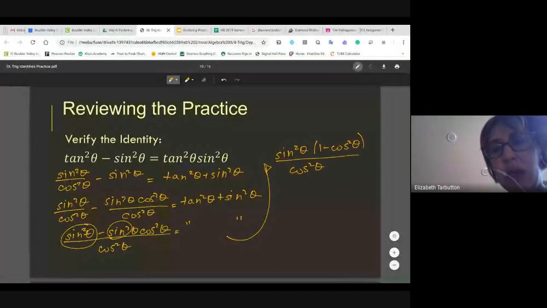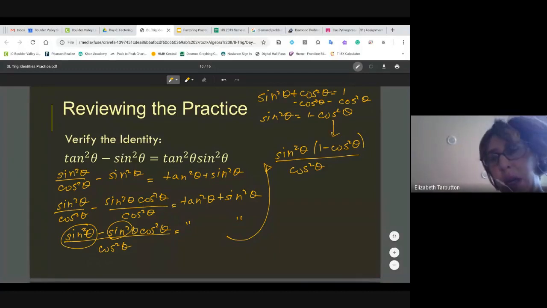Now, a little bit of math magic. If I have sine squared theta plus cosine squared theta equals 1, I can subtract cosine squared theta on each side, and I would get sine squared theta equals 1 minus cosine squared theta, which is this right here. So I can substitute in sine squared theta again for that.